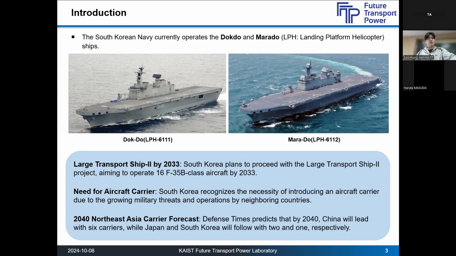So following these two, now South Korea plans to proceed with the large transport ship 2 project. And this project aims to operate 16 F-35B class aircraft by 2030. As we know in this line, South Korea recognized the necessity of introducing an aircraft carrier due to the growing military threats from North Korea or even China and Japan. And also Defense Times in US introduced some forecast about the Northeast Asia aircraft carriers 2040. It predicts that by 2040, China will lead with 6 aircraft carriers while Japan and South Korea will follow with 2 and 1. So it means that they predict by 2040, South Korea will make some aircraft carriers.